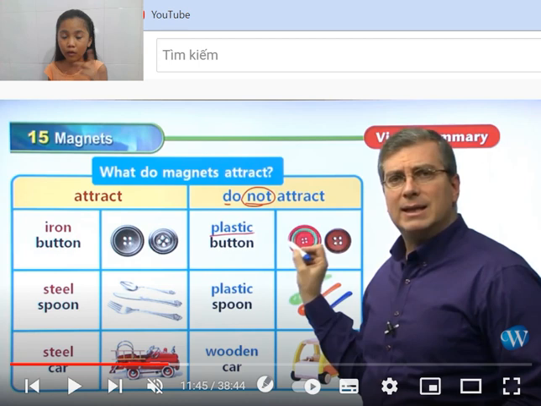What are the two most common kinds of magnets in the world? And do you have any magnets? What are they like?